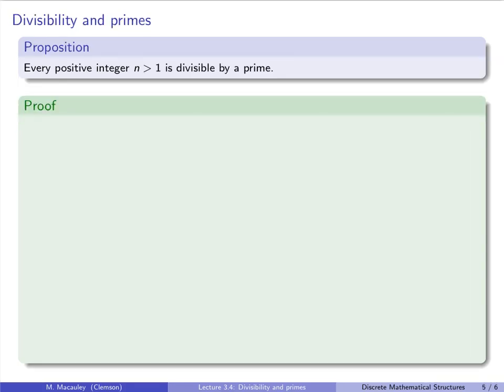On the previous slide, we just demonstrated that divisibility is transitive, and I'm going to use that to prove this seemingly simple proposition that every positive integer bigger than 1 is divisible by a prime. Again, this should not seem like a surprising result, but we have to make sure that we use our definitions. Okay, so how do we get started?